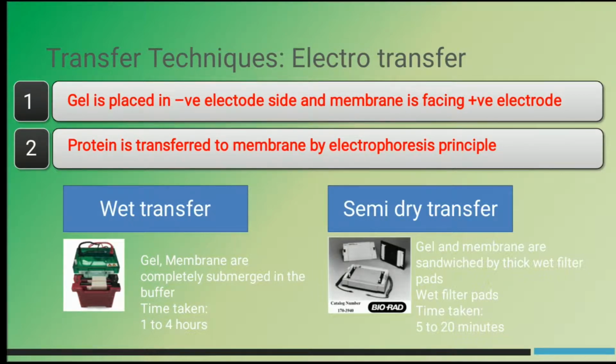In wet transfer, the entire gel, membrane and filter pad sandwich is fully immersed inside the electrophoresis apparatus, whereas in semi-dry transfer, pre-wetted filter pads are followed by the gel, over which a pre-wetted membrane is again sandwiched by filter pads, and then the transfer takes place. Wet transfer takes 1 to 4 hours, and semi-dry transfer generally takes 5 to 20 minutes. To prevent heat production, the wet transfer apparatus is kept inside a cold chamber at 4 degrees Celsius. Similarly, semi-dry transfer is also performed in a cold room at 4 degrees Celsius.